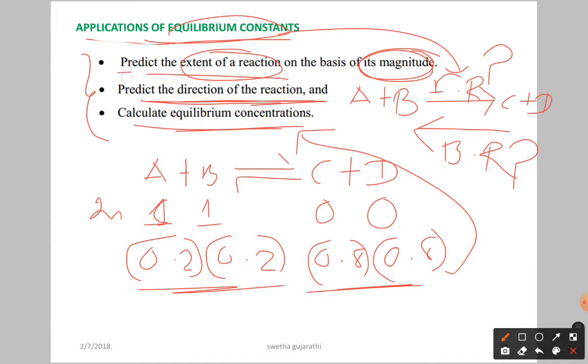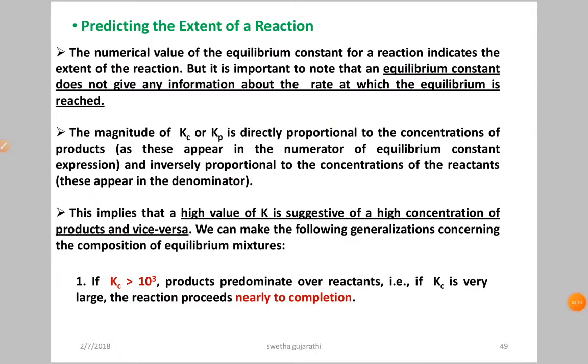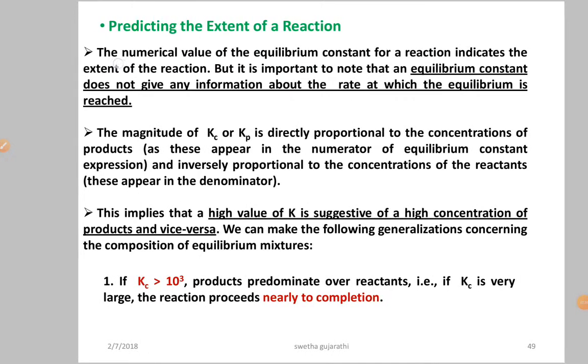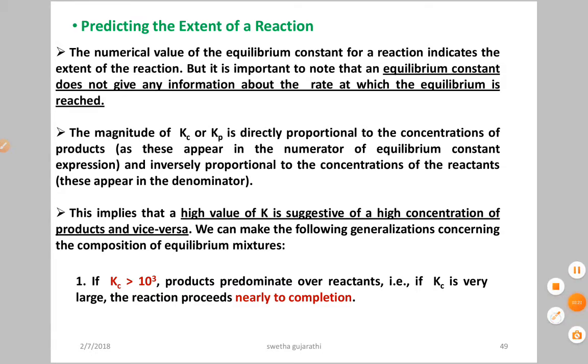Now let us discuss the first one, predict the extent of reaction on the basis of magnitude. Predicting the extent of reaction: the numerical value of the equilibrium constant for a reaction indicates the extent of reaction, based on the value. Let us see the example.